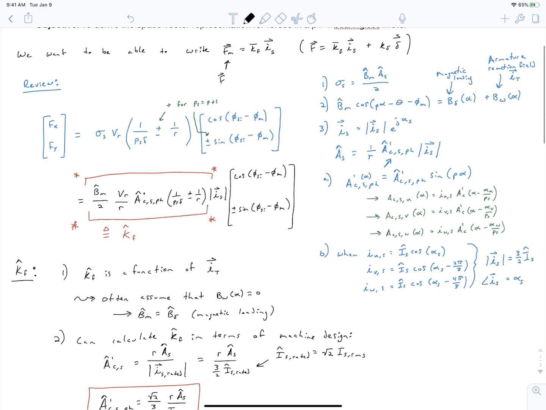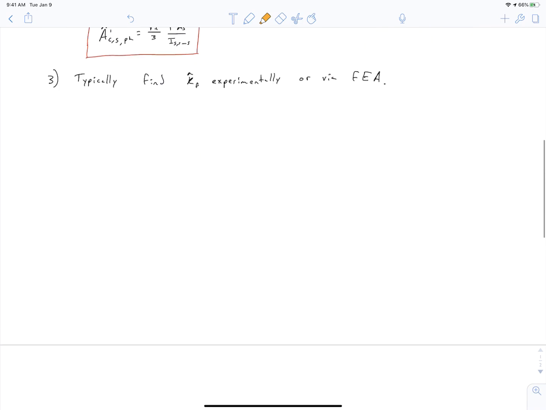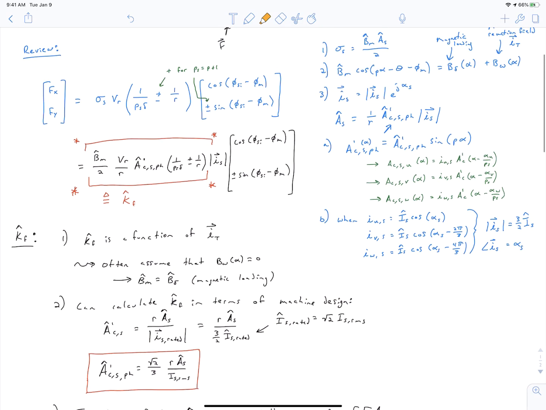So what we've done is we have now found the magnitude of this expression. We're going to start to talk about the angle of this quantity as well. And then we're going to tie it all together to show how it can be related to the current space vector to create this force vector. And we're going to do this by considering P+1 motors separately from P-1 motors.